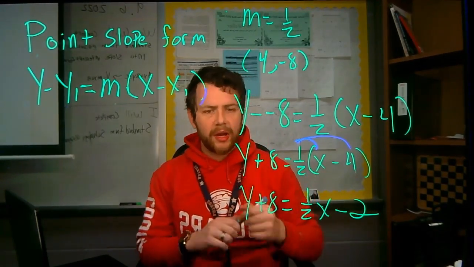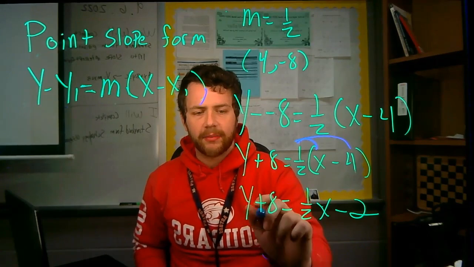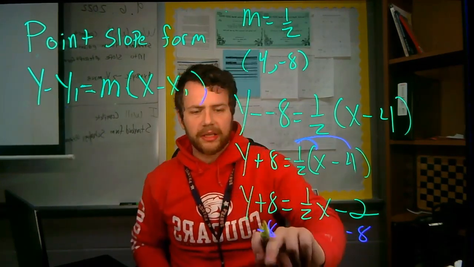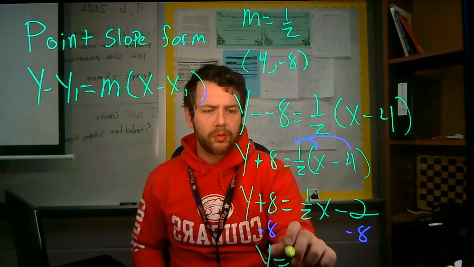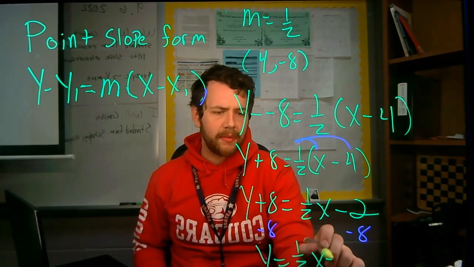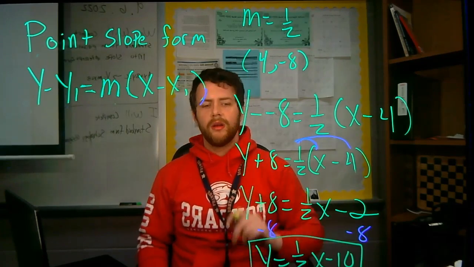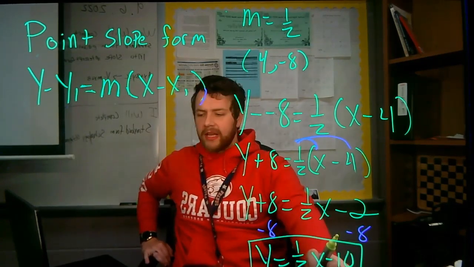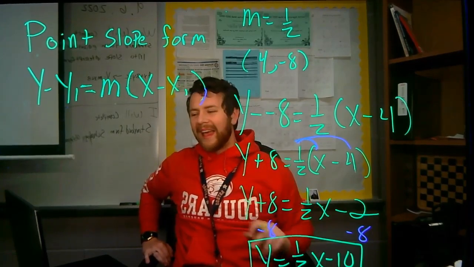We just need to subtract the 8 on both sides. So my final answer here is going to be y = 1/2 x - 10. The y-intercept here is -10. The slope is 1/2.